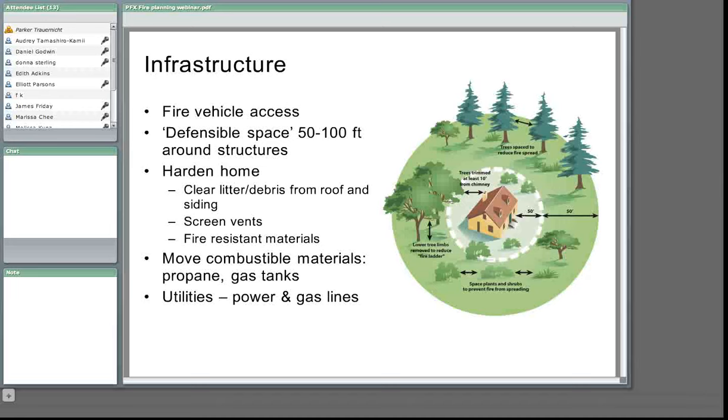And when we're compiling this information, it's a good thing to keep in mind and indicate where the structures are, and also where utilities such as power and gas lines are on the landscape. This is what you're transferring when informing your fire response agencies.